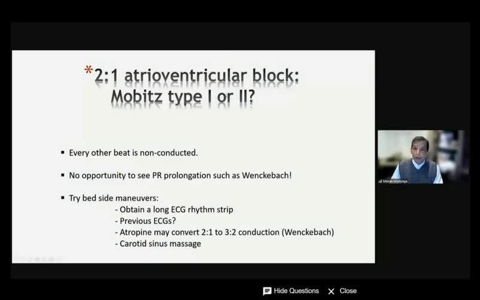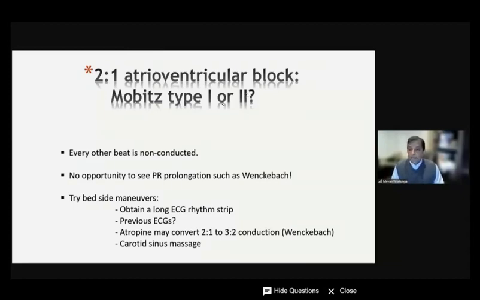When you have 2-to-1 AV block, we have to determine if it's Mobitz type 1 or 2, so we need more information, because we don't have the opportunity to see PR prolongation. So what do you do? Just use common sense. What I commonly do is just wait. Get the patient hooked up to the ECG or telemetry, and go back and see if other ECGs show this 2-to-1 suddenly becomes 3-to-2 or 4-to-3 type of reduction. That might give me a clue right away. It's just patience. You get a longer rhythm strip, or you can get old ECGs and see whether they give a clue.